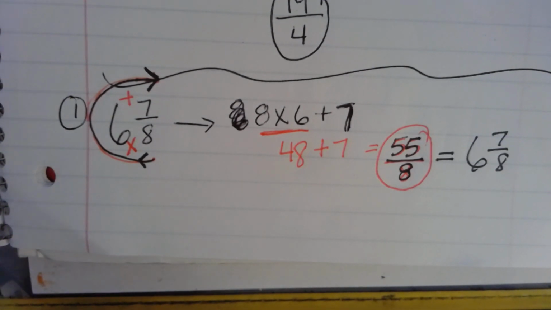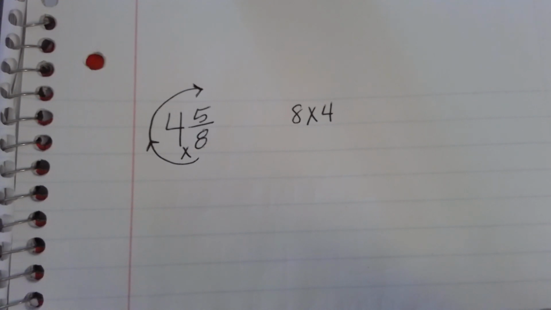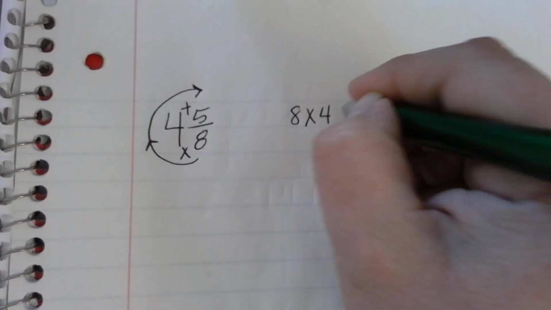All right, let's do another one. Let's do 4 and 5/8. So let's do this again together. I'm going to start down here at the 8, and again, I'm just going to go in this little C-type circle. I'm going to take my first 2 numbers, the 8 and the 4, and I will be multiplying those. So I'll start with 8 times 4. And then, for my third number, I will add 5.